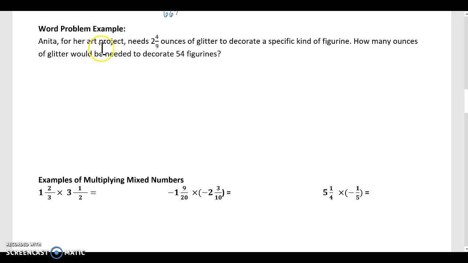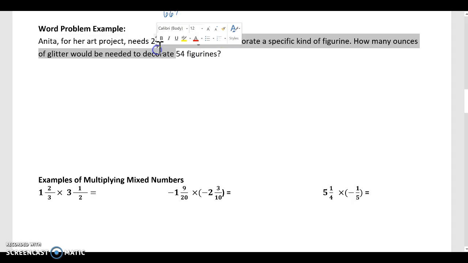So it says Anita, for her art project, needs 2 4/9 ounces of glitter to decorate a specific kind of figurine. How many ounces of glitter would she need to decorate 54? Okay, so she needs, oops, sorry.